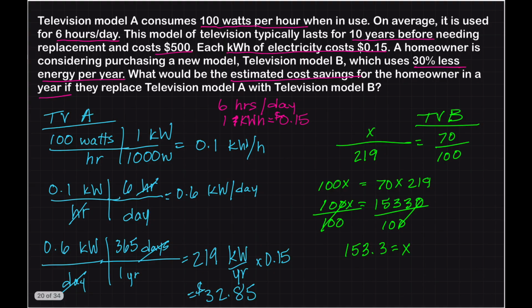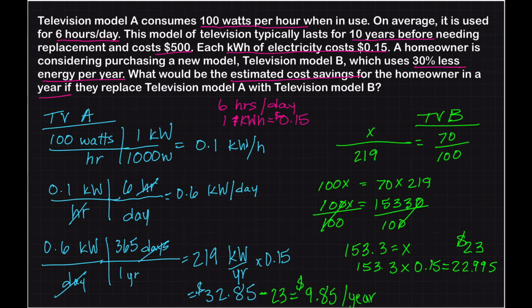So now we need to multiply that by our 0.15, and we will get 22.995. Since money doesn't really go that far out, I'm going to say it's 23. Then we're going to take our 32.85 and subtract $23 from it, and we will save $9.85 a year.